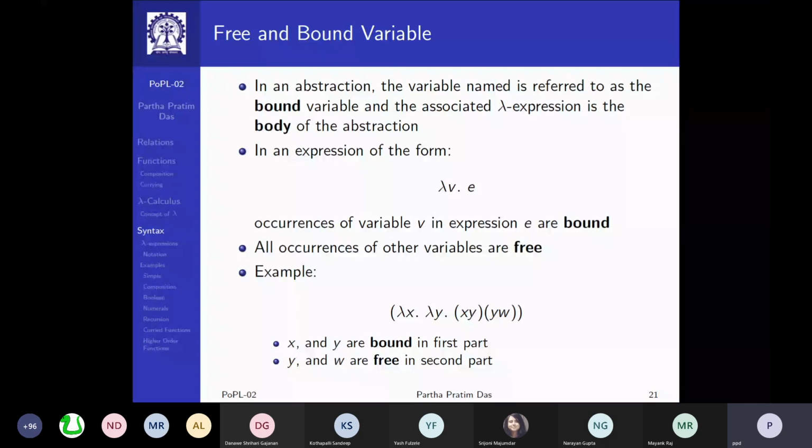Okay, now we introduce the concept of free and bound variables. It's a very simple concept. If you have written an abstraction lambda v dot e, then v is said to be bound in e. Lambda v dot e makes v bound in the expression e. Equivalently, in terms of your C paradigm, v is a parameter. So that parameter is bound in the function body.